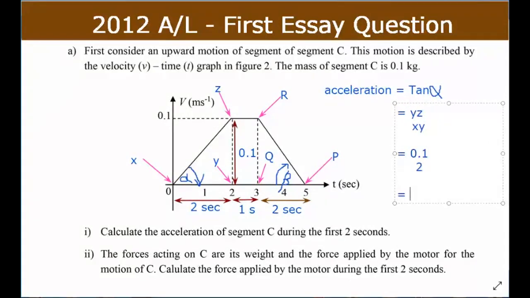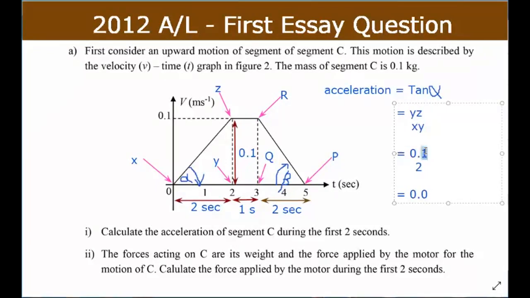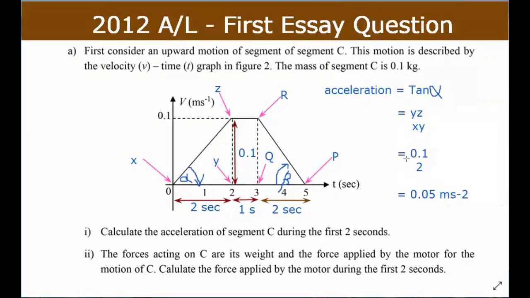0 divided by 2 is 0. 1 divided by 2 is 0. Then 10 divided by 2, because you have a decimal point, is 5. So this is the acceleration during the first 2 seconds. Complete that. Draw the graph and complete this answer.